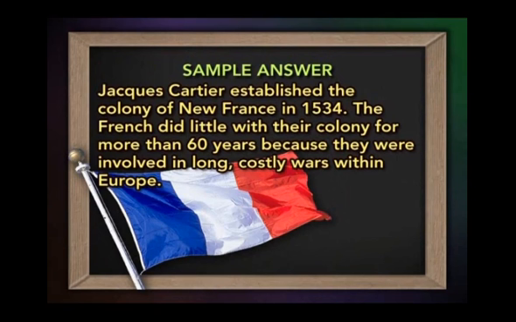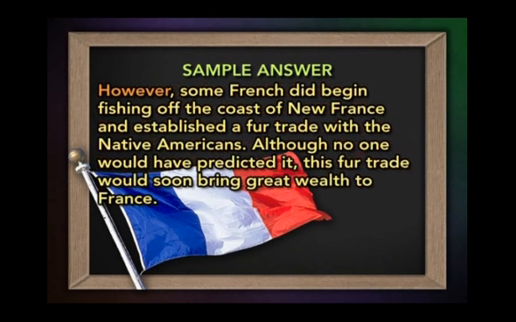Here's my sample answer. It may vary from yours, but notice how I use transitions to link ideas. Jacques Cartier established the colony of New France in 1534. I left that sentence alone. The French did little with their colony for more than 60 years because they were involved in long, costly wars within Europe. I linked those ideas to show cause and effect.